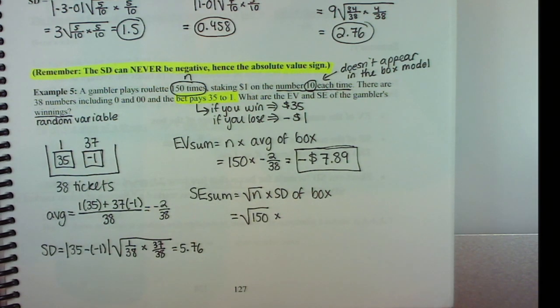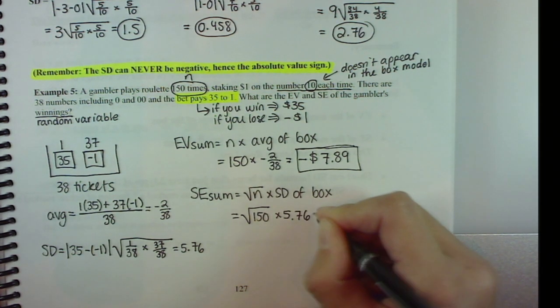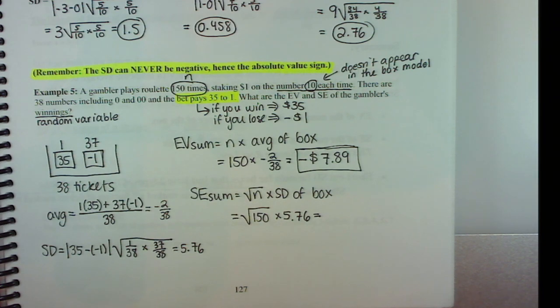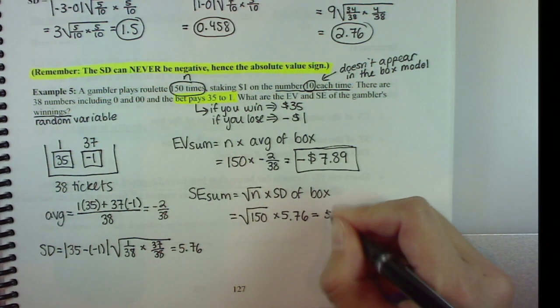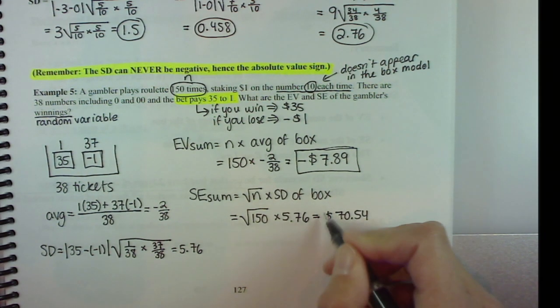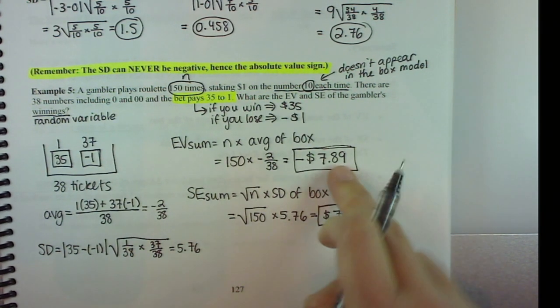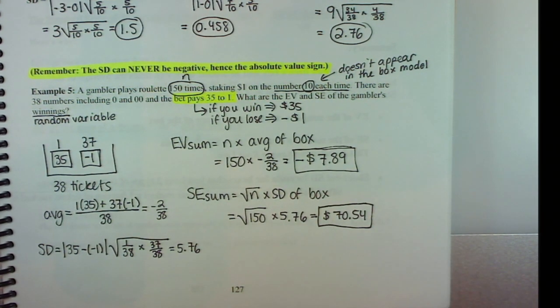So that's my SD. And let's plug it into my standard error, 5.76. That gives me, I'd have to put that into my calculator, but this is a big number, 70.54. So the standard error is huge, which means my winnings, if I do -7.89 plus or minus 70.54, you could either win a lot, lose a lot, or win a bit. Because gambling has so much uncertainty, the error is really big.